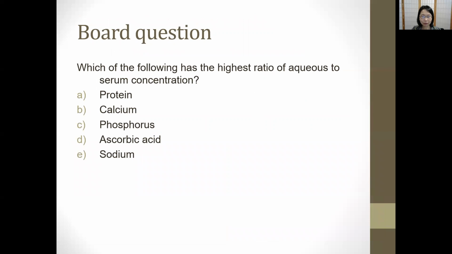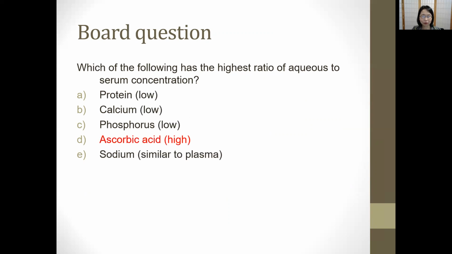So before we go on, I want you to think about this board question: which of the following has the highest ratio of aqueous to serum concentration? In other words, which of the following is higher in aqueous than it is in the serum? Your options are A, protein, B, calcium, C, phosphorus, D, ascorbic acid, and E, sodium. I hope you spend a second or a minute to think about it before looking at the answers.